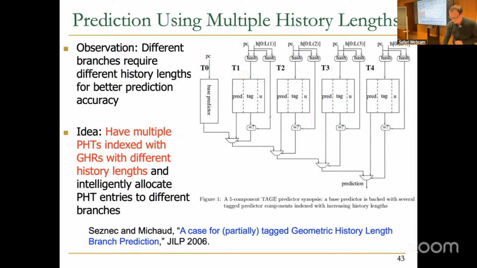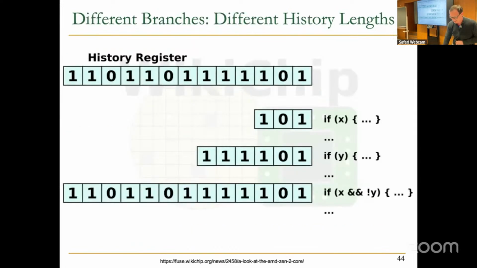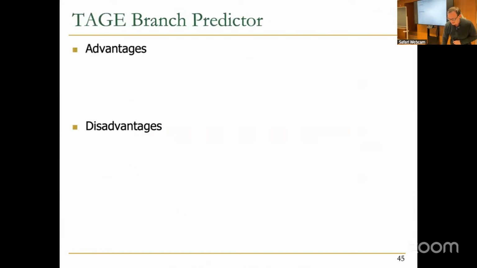André designed a lot of branch predictors of very different processors. But this is an example, right? You use this history length for a branch like this. You use this history length for a branch like this. You use this history length for another branch that may be more difficult to predict. Again, this is not the best picture, but that's the idea.